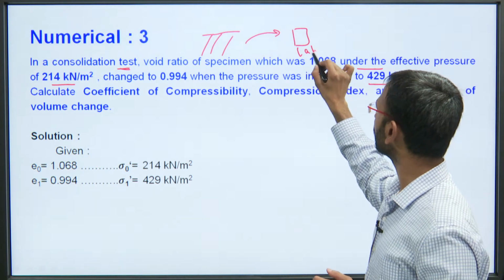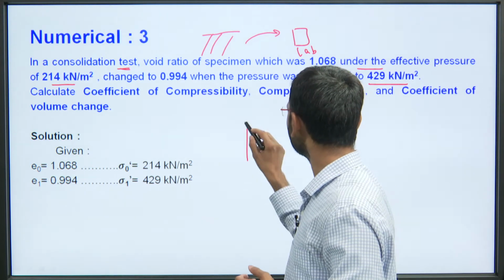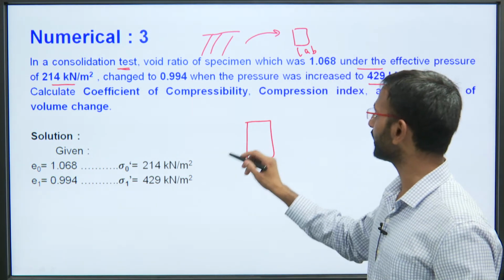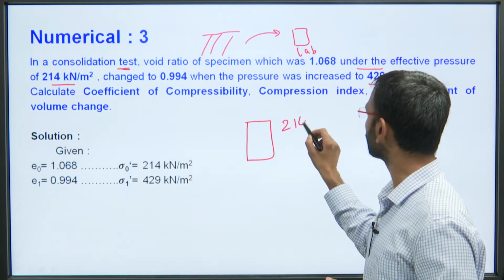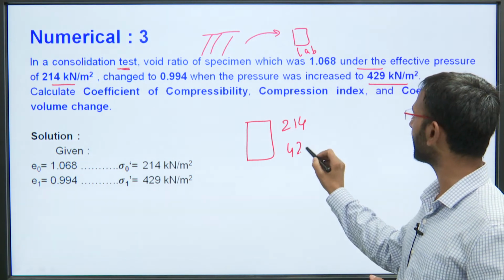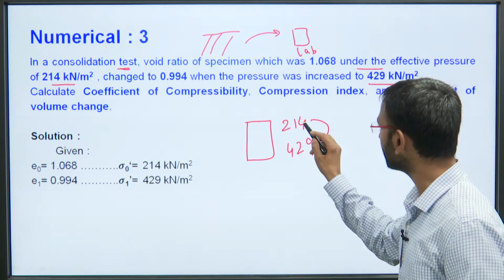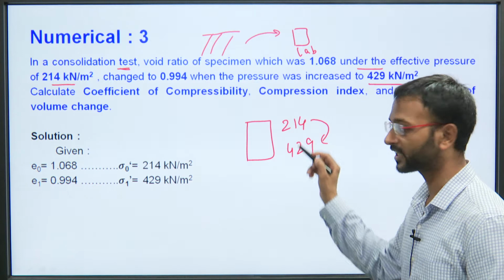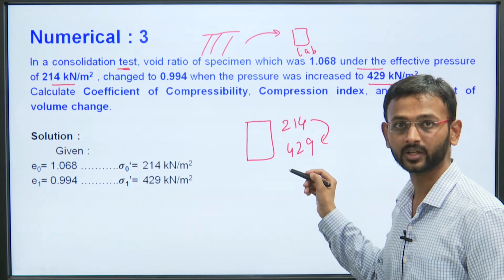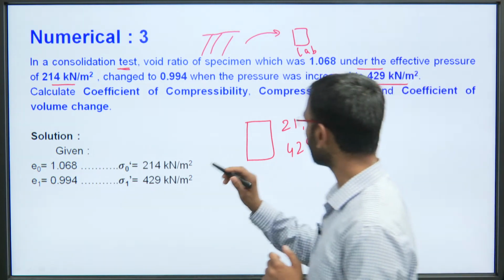So, in the lab, what do you do? What do you observe there? When the load was increased from the 214 value to, let us say, what is given to you, 429 kilonewton per meter square, what will happen in this case? When the load is being increased, the effective stress is being increased. What will happen? The void ratio will decrease there. You already know this thing.